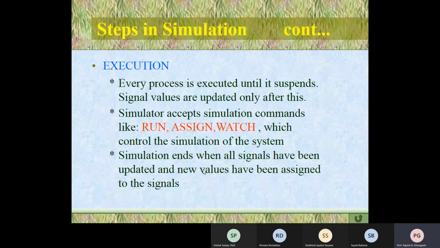The simulator will accept simulation commands like run, assign, watch. So you can have a command line interface also, which most of the times is not used that much, but you can always have it. It is something like PSpice. You must have used PSpice or Spice somewhere.